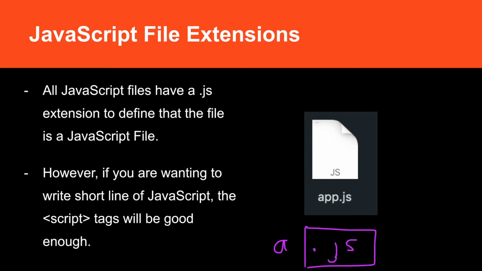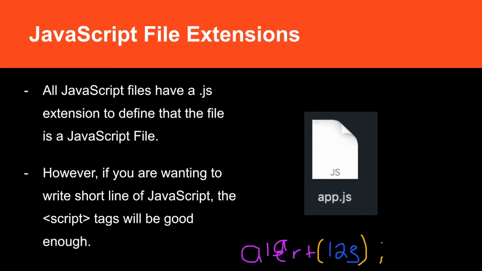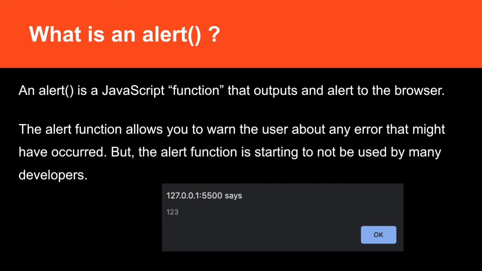But let's just say you want to write a short line in JavaScript, like the ones we've been writing so far, which was the alert. So this is what we've been writing so far. Alright, so if you want to write something like this, you can do it with the script tags, alright? Very simple. No need to have a separate JavaScript file.